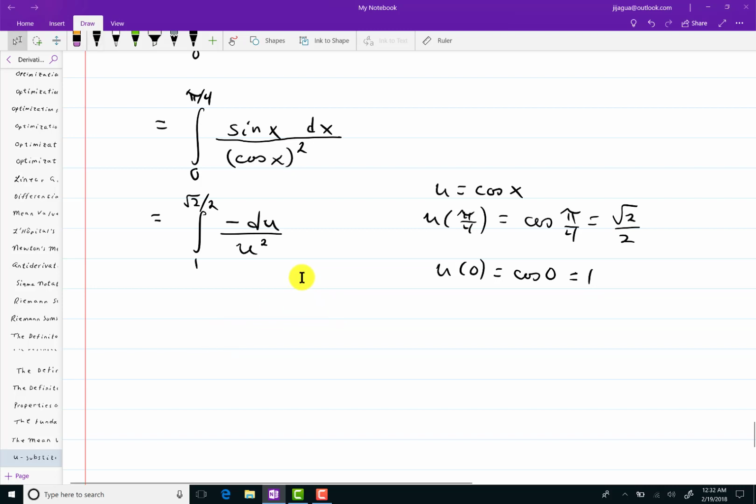Now, when I finish the problem, I won't have to substitute back to x because I've already made the transition to full u. So I won't have to resubstitute sine of x or cosine of x back in for u.